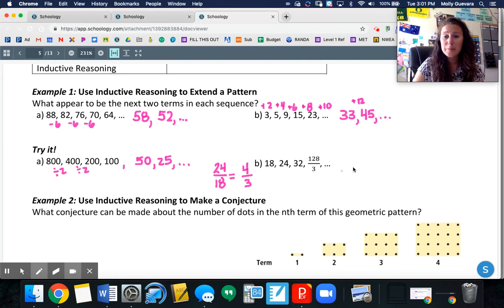So then my next number in the sequence would be 128 over 3 times 4 over 3. Right? So every single time I multiply by 4/3, and then I multiply by 4/3, and so on and so forth. So when I multiply this out, 128 times 4 is 512. And then 3 times 3 is 9. It's really ready for my nap time, I guess. 3 times 3 is 9. So that's my next number.